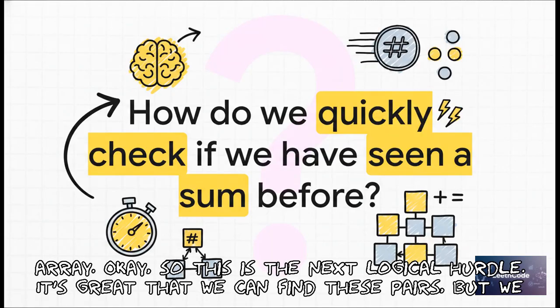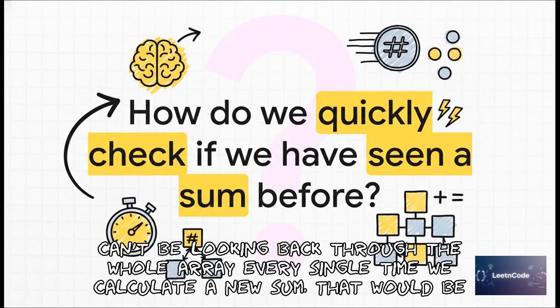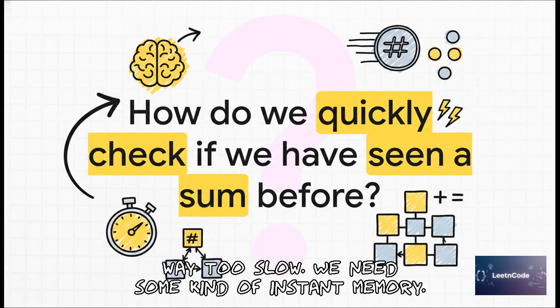Okay, so this is the next logical hurdle. It's great that we can find these pairs, but we can't be looking back through the whole array every single time we calculate a new sum. That would be way too slow. We need some kind of instant memory.